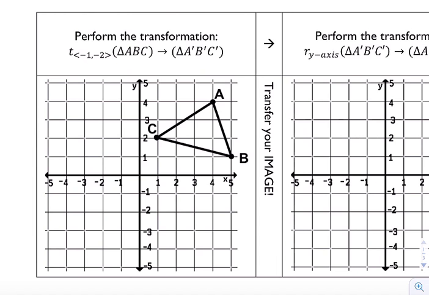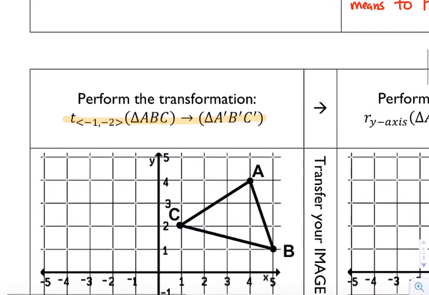One, you have to make sure you can interpret this rule really well. And then two, you have to actually be able to do this on the grid. Looking at this rule, the dead giveaway is that we're looking at this vector right here. If we're looking at a vector, we know this is going to be a translation. In other words, it's going to be a slide. And this tells us how we're going to slide.